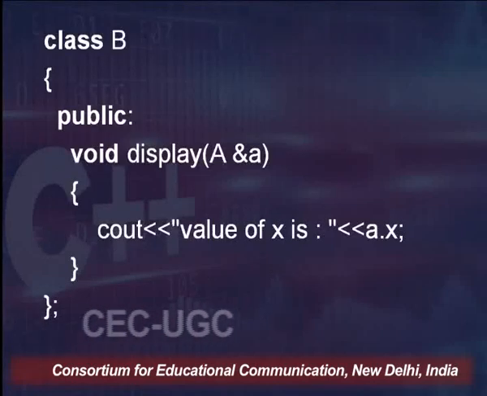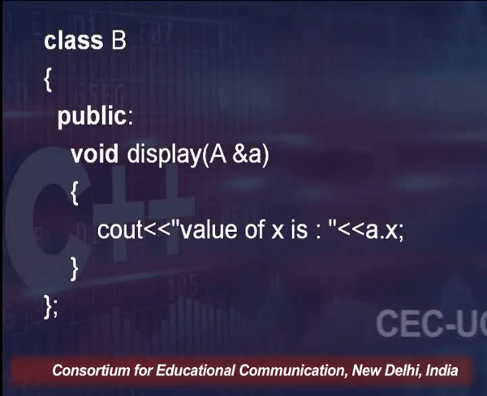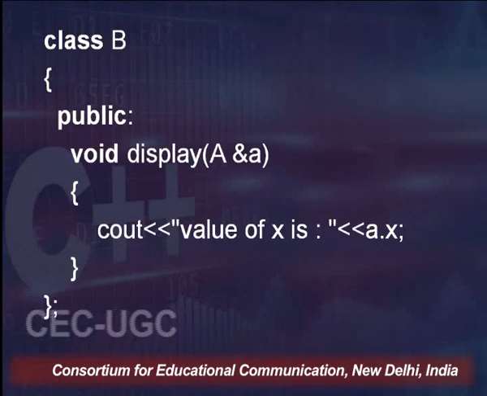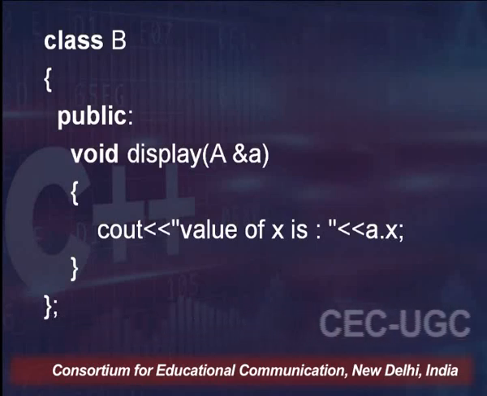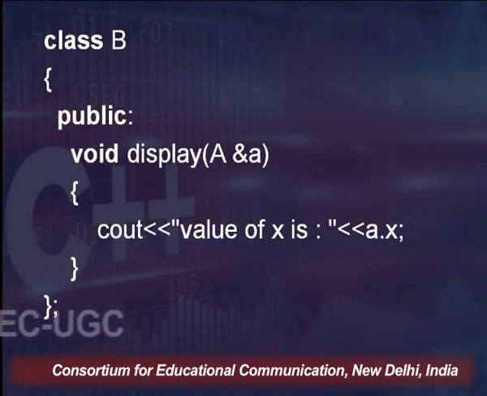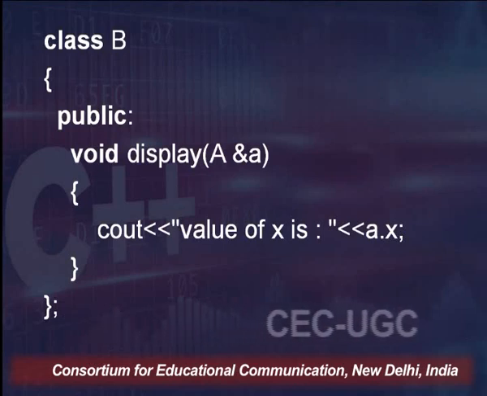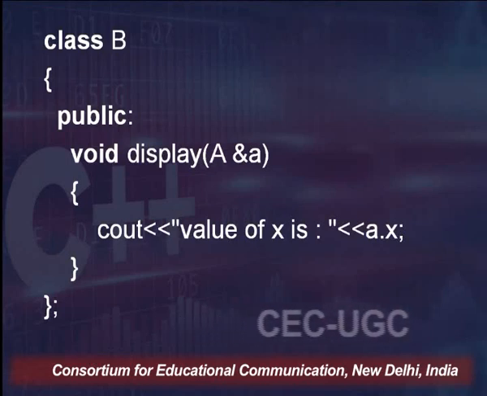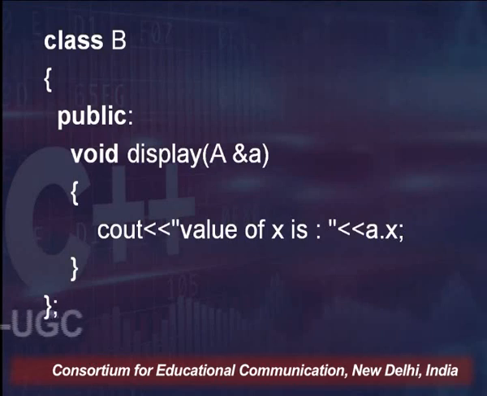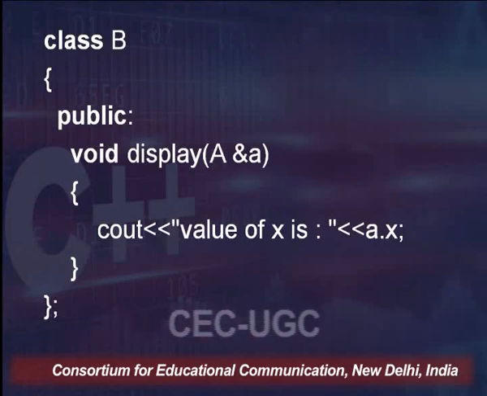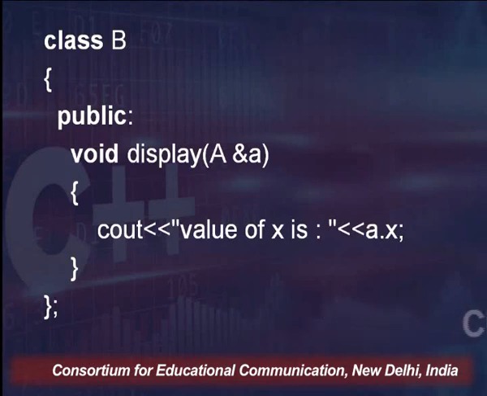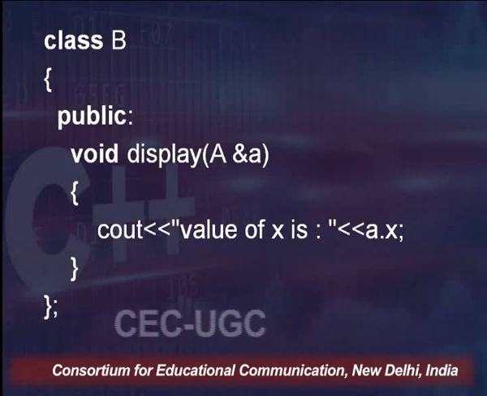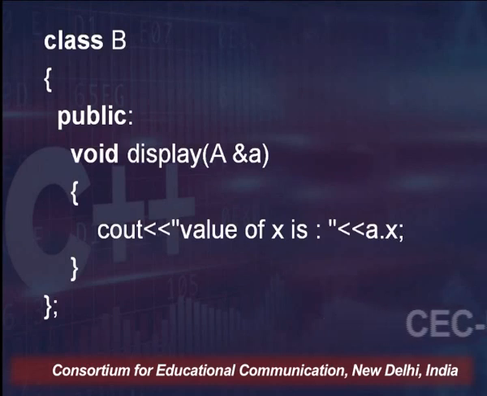Let's see how. In class B, within the public section, I have used a function named display, and what is being passed as a parameter is the object reference of class A. So capital A, which is the name of the class to which class B is being declared a friend, and then we have an object reference &a, and within this cout we are printing the value of a.x. So a is the object and &a is the object reference, and using that object we have used the private member X of class A, inside a member function which belongs to class B.